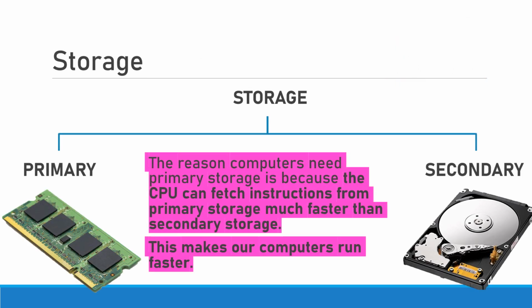So the reason computers need primary storage is because the CPU can fetch instructions from primary storage just much faster than secondary storage. It makes our computers run faster.